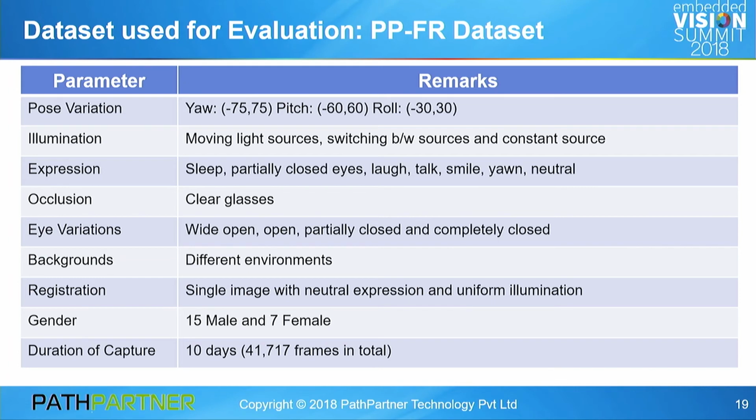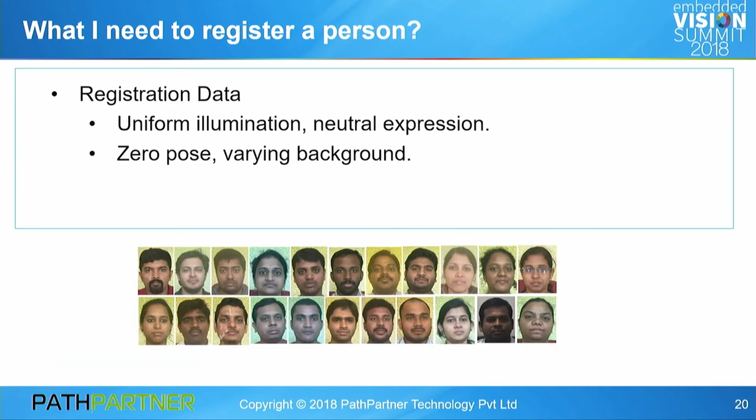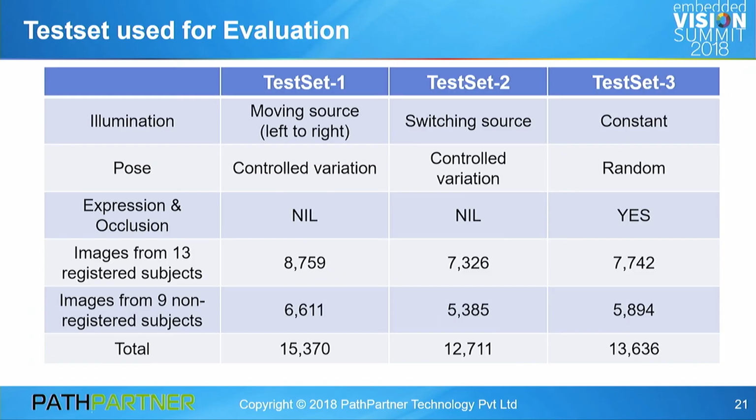Now, let us look at what do we really need to register a person into our data set or into our system. So this is our registration data. All we need is one single image of a person who wants to get registered with neutral pose, that is frontal pose, neutral illumination, and neutral expression. So once we register, how does it look like? So this is our test set.